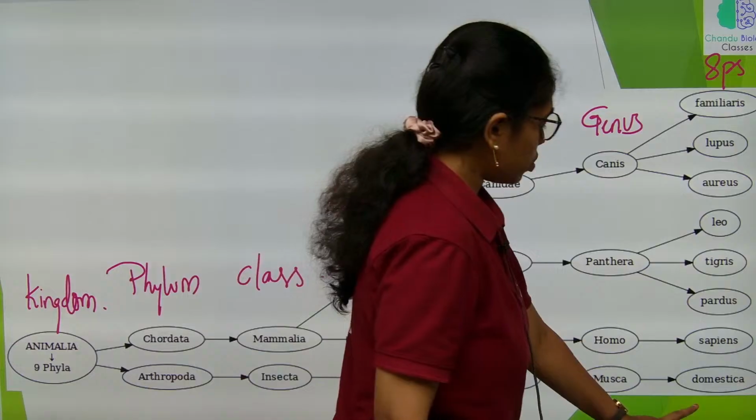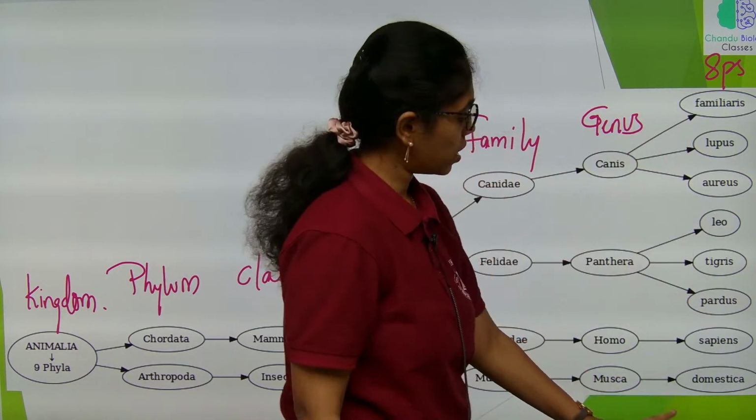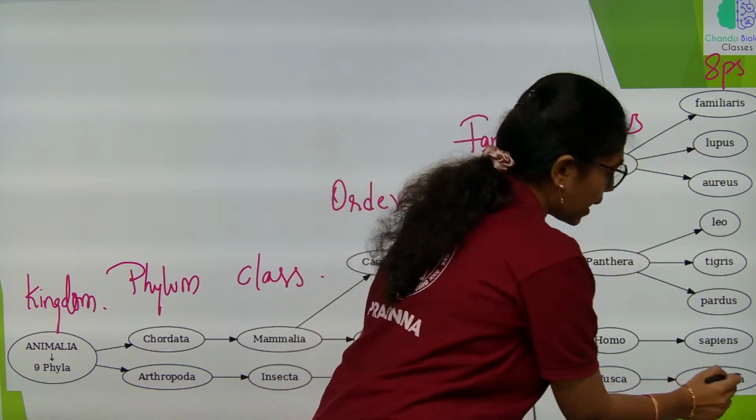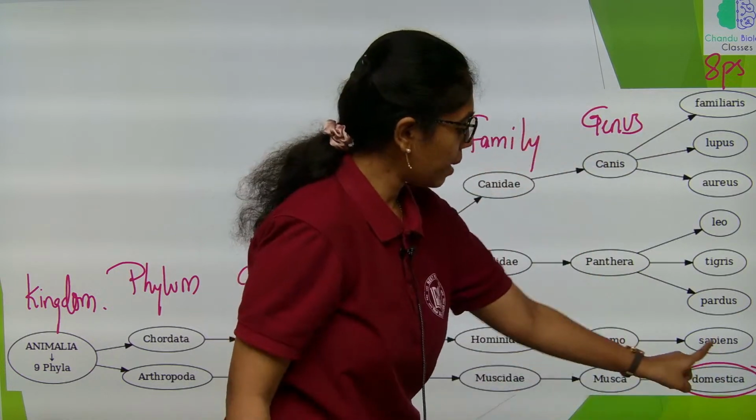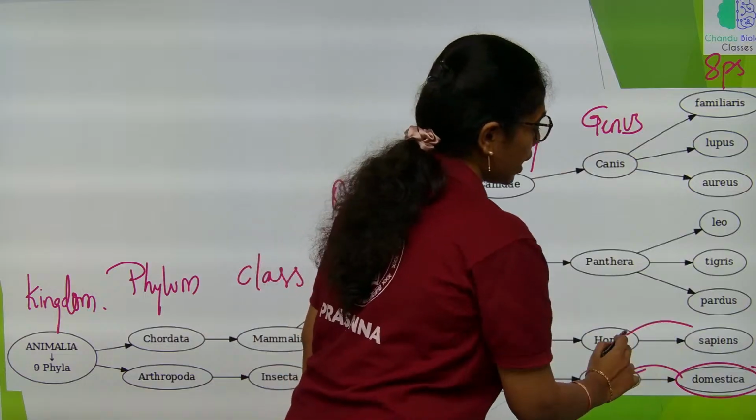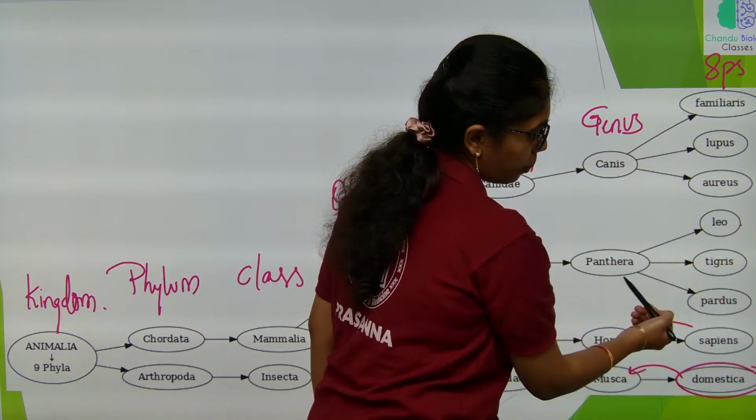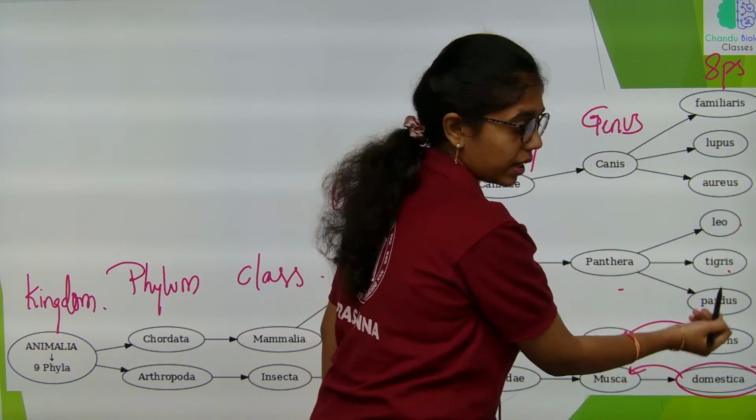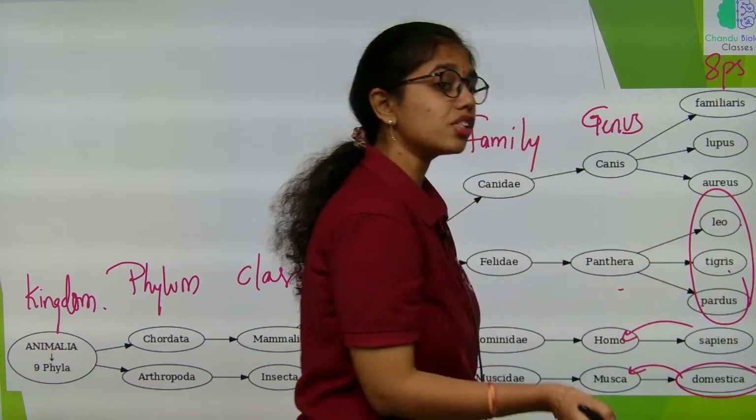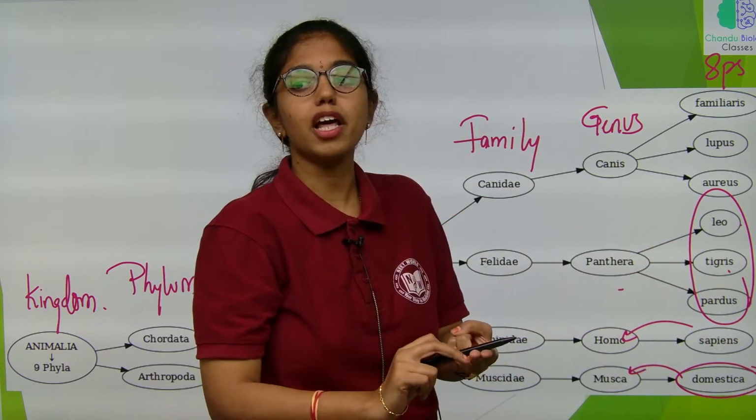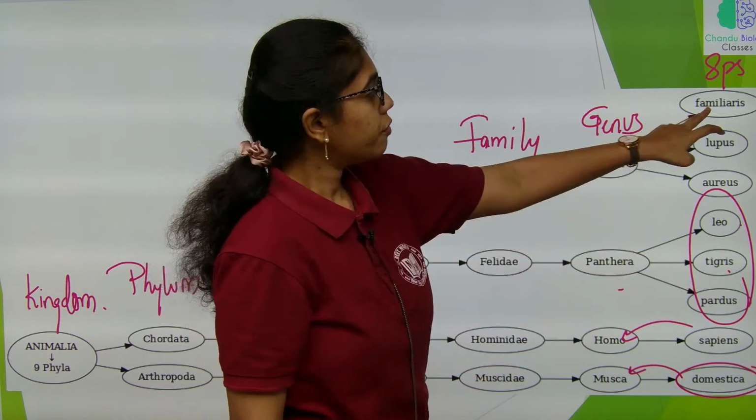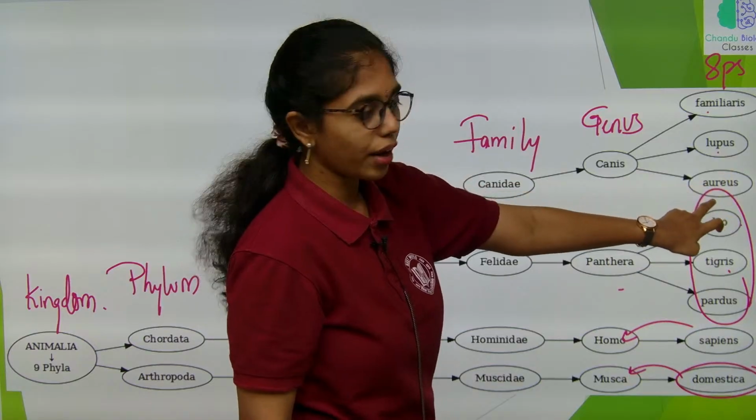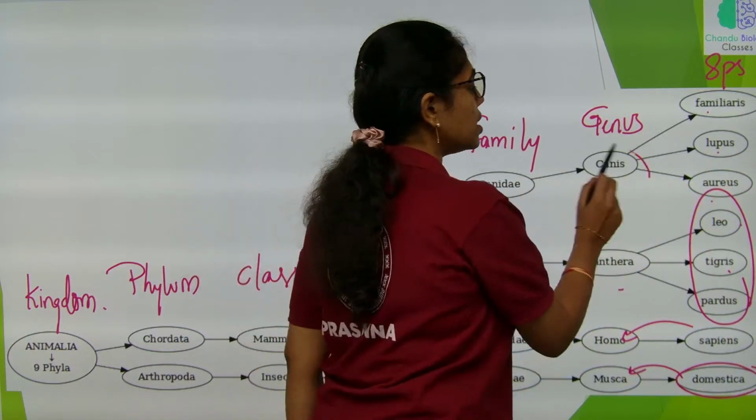Here, first let us start from insects. Musca domestica. Domestica is the species, belongs to the genus Musca. Sapiens, Homo sapiens. Next, Panthera leo, Panthera tigris, Panthera pardus. Three of them have common ancestry and similar morphological features. So, they belong to the same genus Panthera. Familiaris, lupus, aureus belong to the same genus Canis.